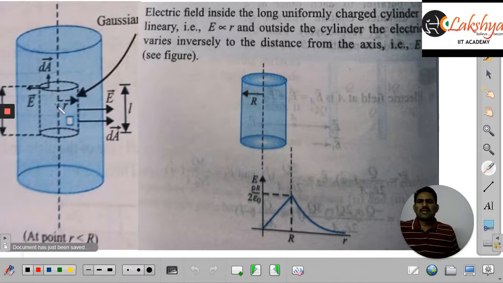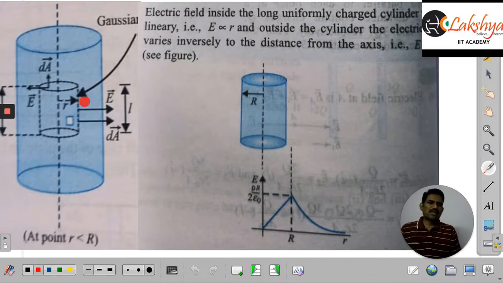Now this Gaussian surface, length of the cylinder we are taking as L and radius we are taking as R. That means the point where we want to calculate the intensity of electric field lies on the Gaussian surface. Generally we assume the Gaussian surface like this. Now again observe this. Two plane surfaces will be there and one curved surface will be there. Now let us consider the flux of the plane surface. This top surface or the bottom surface.